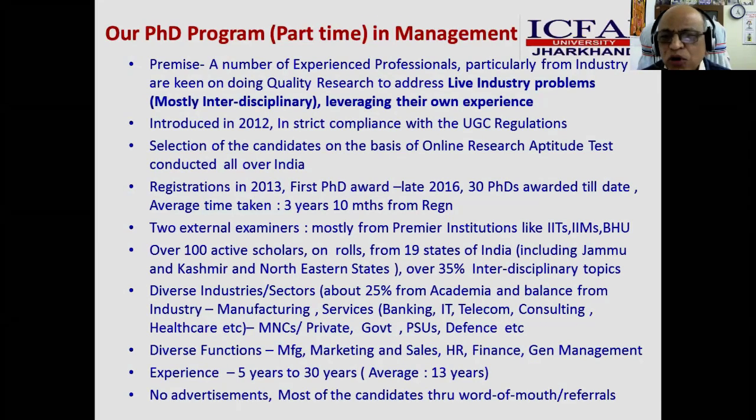Out of them, over 35% are in interdisciplinary areas. And we keep tracking how much time they take. Some people have finished within 3 years from the time of registration. Some have taken 4 years, 5 years. The average time taken by the 30 PhDs is 3 years and 10 months from the time of registration. And these are examined by 2 external examiners.